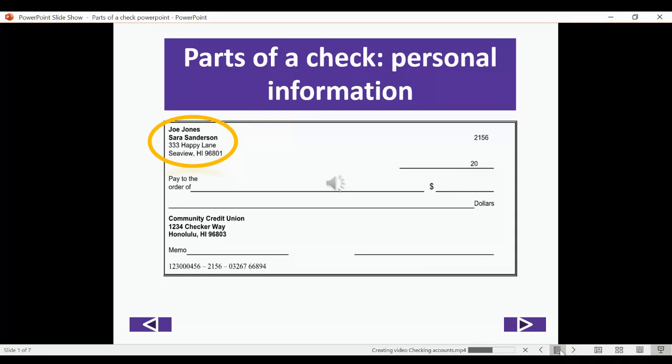It's also possible that you'll find handwritten personal information in this area, such as a phone number or a driver's license number. In this example, there are two account holders, Joe and Sarah. Either one of them can sign the check.